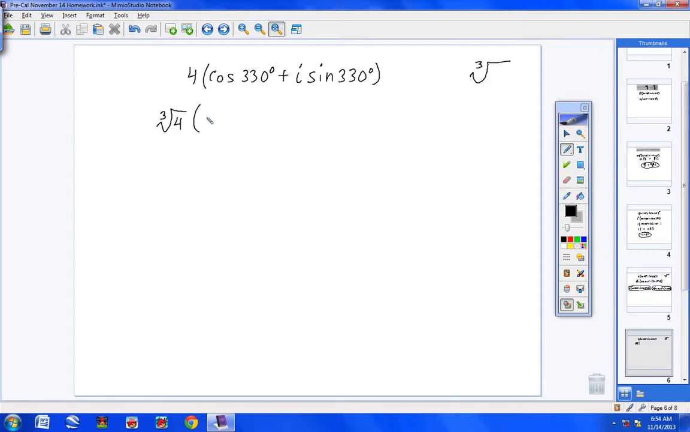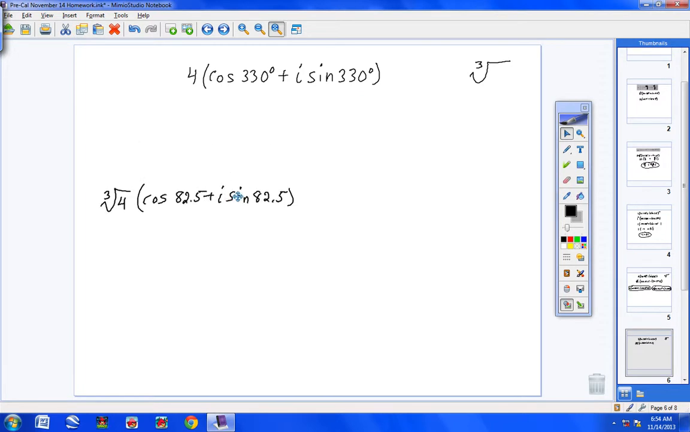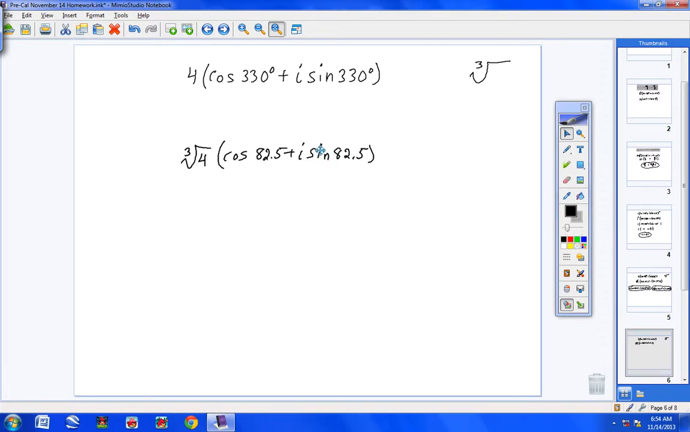So I have the cosine of 82.5 plus i sine 82.5. Now, I've not looked in the back of the book yet. I'm going to assume they want you to leave your answer in this form. And on a test or a quiz, I would really like you to just leave your cube root of 4, just a cube root of 4. I don't want a decimal there.